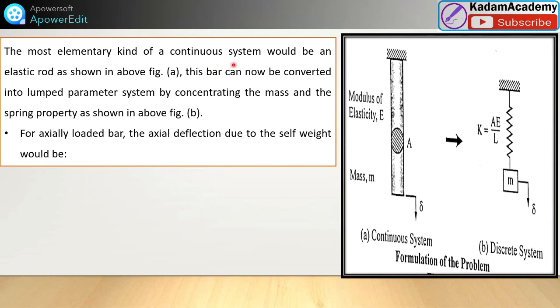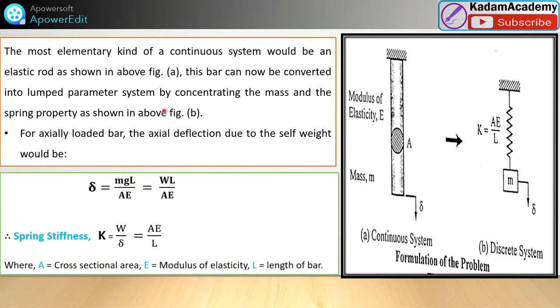Most elementary kinds of continuous system would be an elastic rod, as shown in this figure A. This bar can now be converted into a lump parameter system by concentrating the mass at the center of this bar. For an axially loaded bar, the axial deflection due to self weight would be given, and this K will show it. This system is converted like this, from the distributed system to the lump parameter system. So how can we calculate this del?